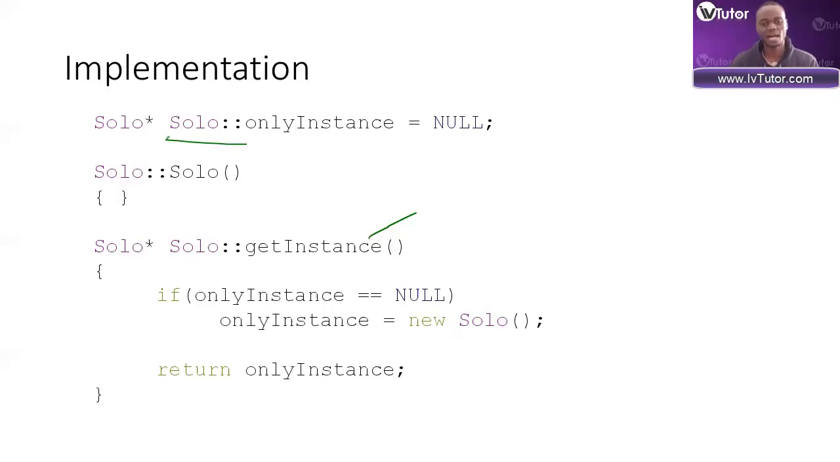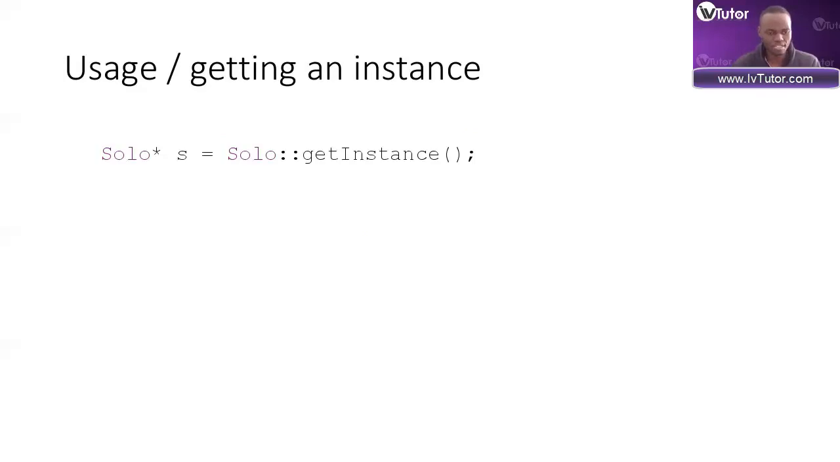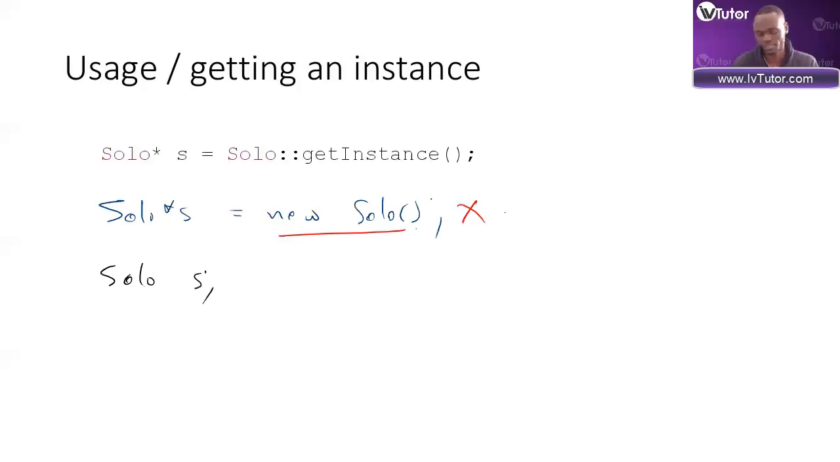Now, the last thing is, how then do you use this class once it's a singleton? So here, remember, it is now forbidden to do something like this. Solo s equals new Solo. Why? Because the constructor is private, so it's not accessible here. And the same goes for something like this as well. If it's not a pointer, this also cannot be done. Why? Because the constructor is private. You cannot access it. The only way to get an instance is to use your get instance function.